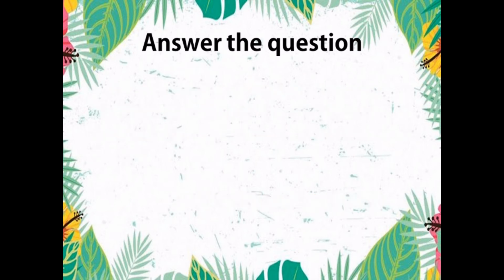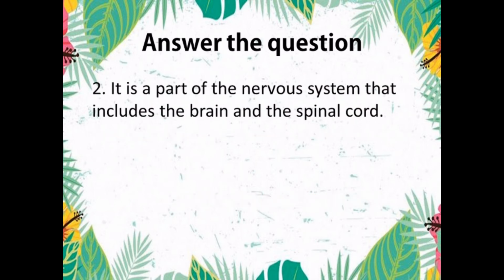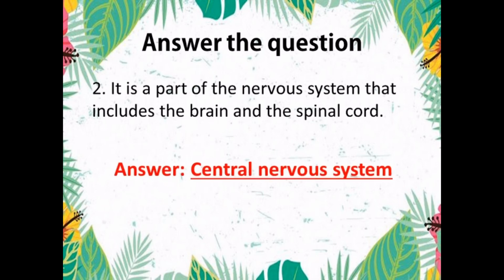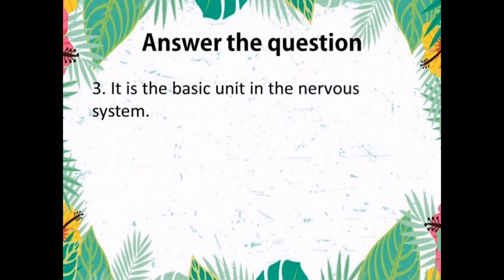Now let's proceed to question number 2. It is a part of the nervous system that includes the brain and the spinal cord. So what part of nervous system is that? We have two parts: the CNS and the PNS. Which one includes the brain and the spinal cord? Very good. It is the central nervous system.